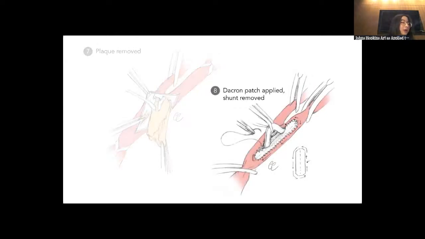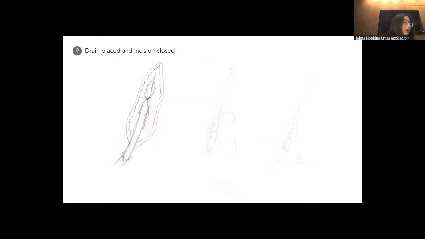To close the arteriotomy, a Dacron patch is applied with simple, continuous sutures. The shunt is removed prior to closure. Finally, a drain is placed and the sternocleidomastoid muscle is closed over it with simple interrupted sutures. Continuous deep dermal sutures are applied, and continuous subcuticular sutures are used to close the incision.